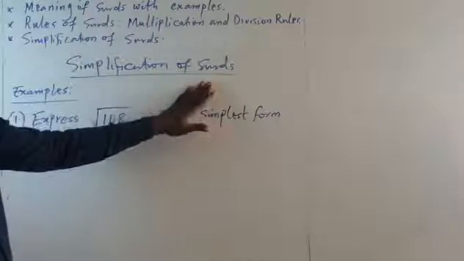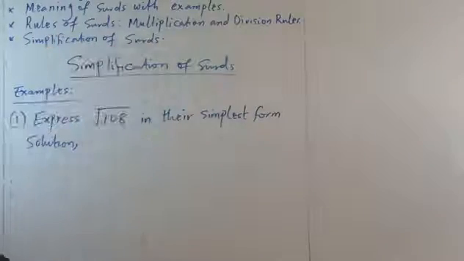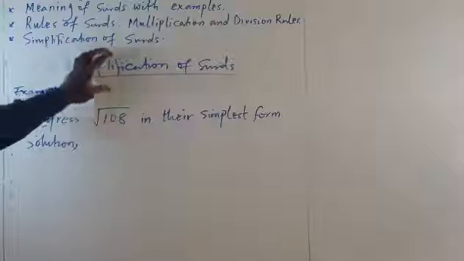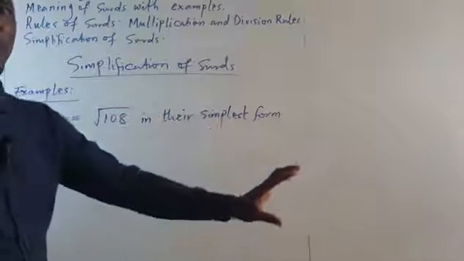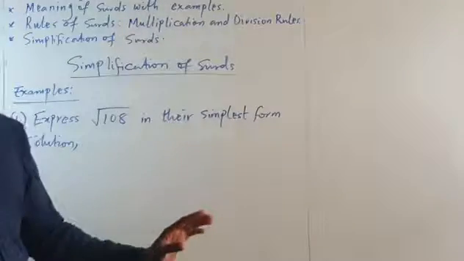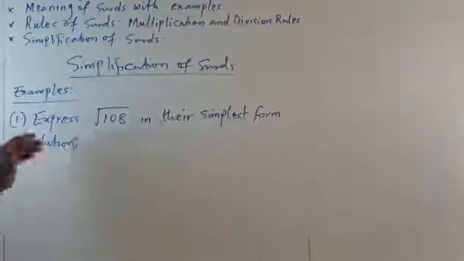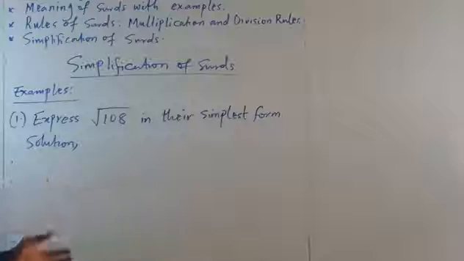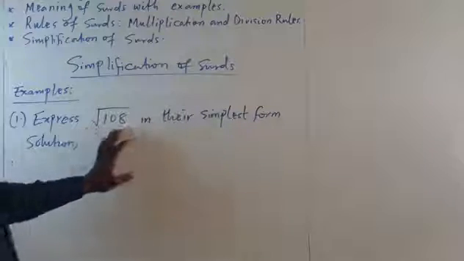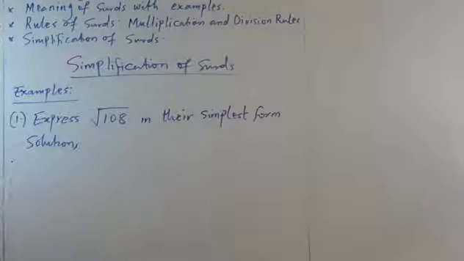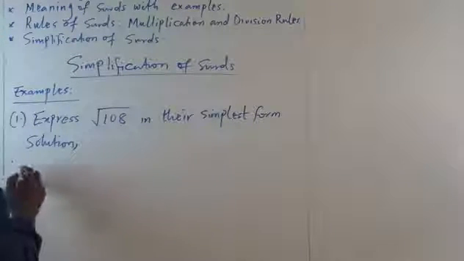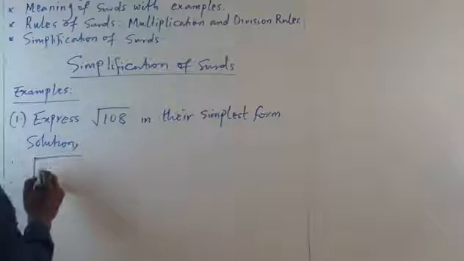Simplification of surds. What do I mean by simplification of surds? To simplify a surd means to reduce the surd to its lowest form or to its simplest form. And to do that, we have this question here. The question says, express the square root of 108 in its simplest form. So to do that, we are going to write out the square root of 108.